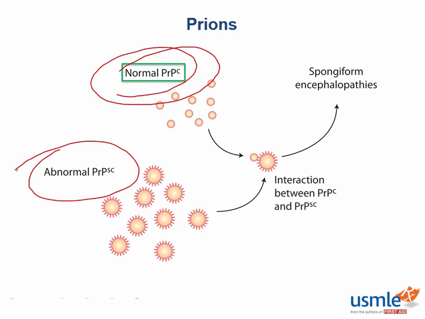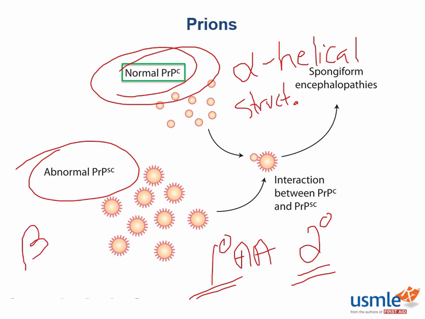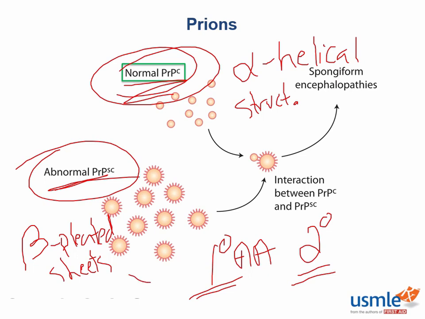Well, although these proteins do share the same primary amino acid sequence, the difference between the normal and prion proteins is the secondary structure. Normal proteins are composed mostly of alpha helical structures. In the abnormal proteins that make up the prion diseases, these alpha helical structures have converted into beta pleated sheets. So the key difference is that the abnormal proteins that make up the prion diseases are composed primarily of beta pleated sheets.